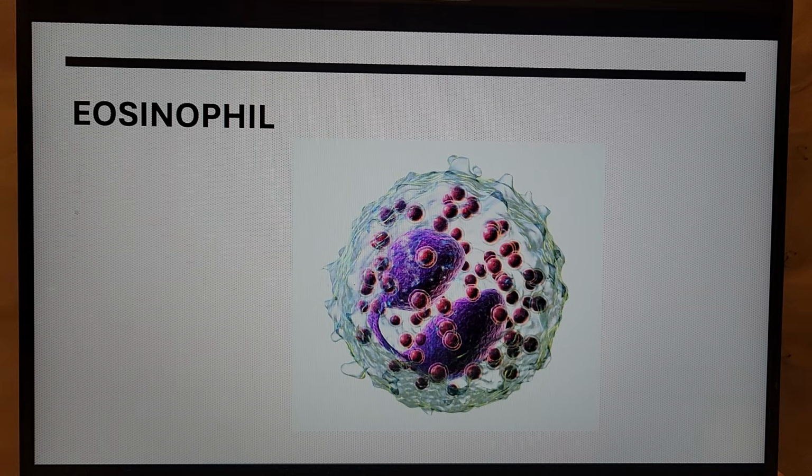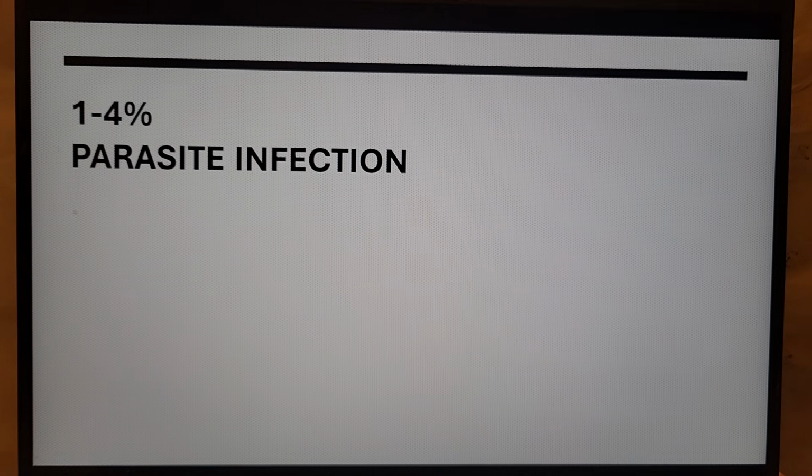Alright. Eosinophil, this is a pink color, usually only 1 to 4% or 0 to 4%. Increases when parasite. But when allergic, it also can increase together with basophil. Especially when they have a parasite infection, they can increase. And some medication can also cause eosinophilia, right? Too much eosinophil can be an effect of medication.